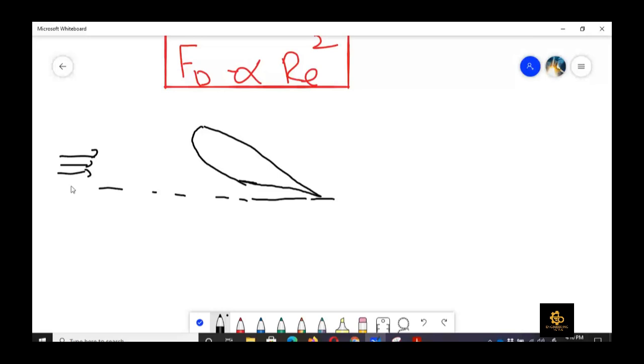we call this the flow direction. And then there is a line which is called the chord line. Here this is the trailing edge.